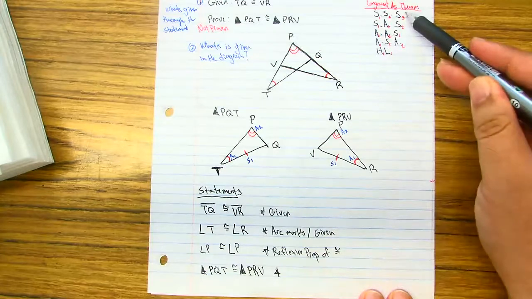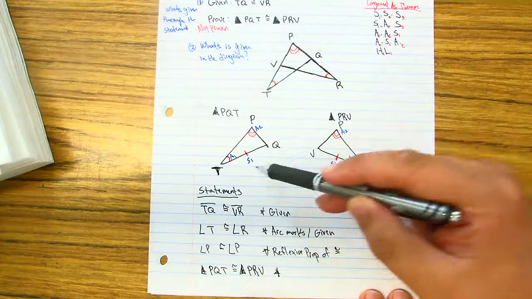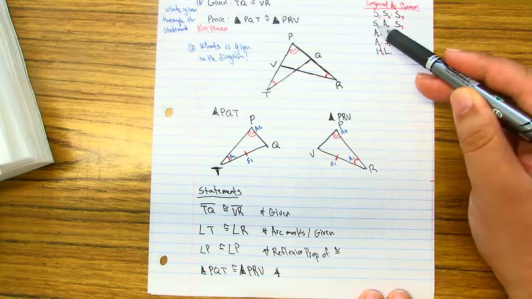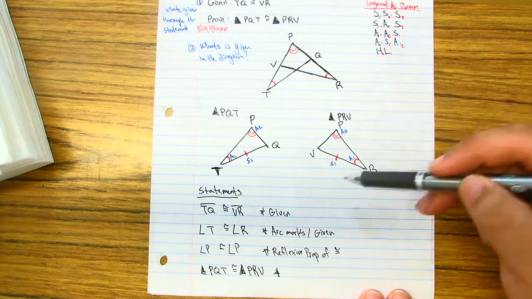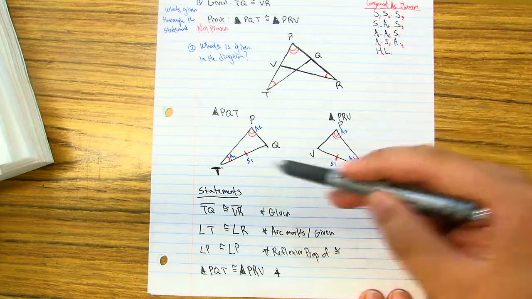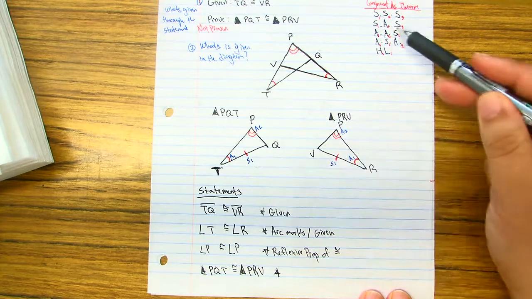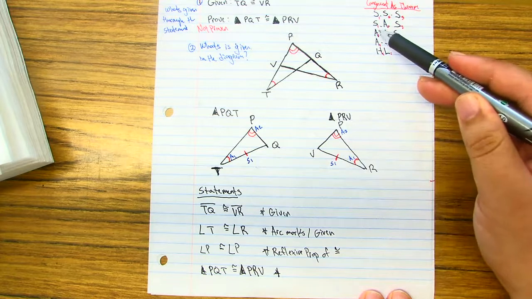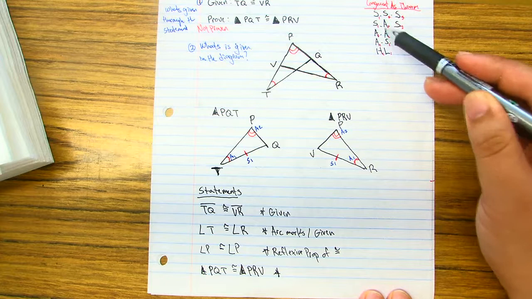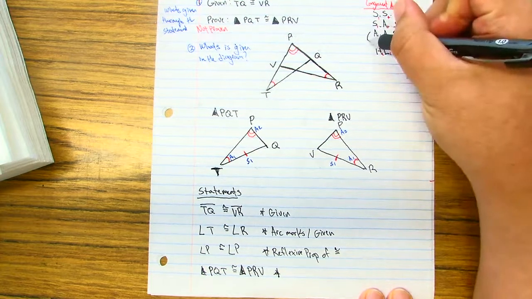Obviously, it cannot be side-side-side, because why? You only have one pair of congruent sides. You need three pairs, right? It can't be side-angle-side because we need at least two pairs of congruent sides, and we only have one here. It might be angle-angle-side, or angle-side-angle. It cannot be hypotenuse-leg because we don't have a right angle. So it can only be between these two.